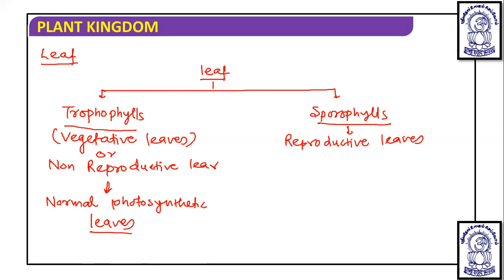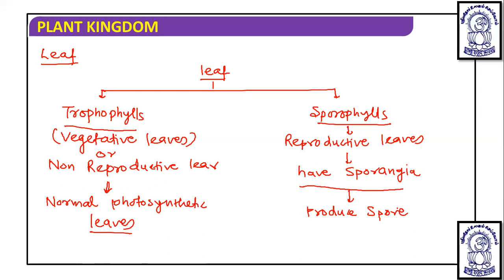Whereas sporophylls are known as non-vegetative or reproductive leaves. And if they are the reproductive leaves, then they bear sporangia. This sporangia is present over them and produces spores. If they produce spores, because of this, they are known as sporophylls. So sporophylls are the spore producing leaves.